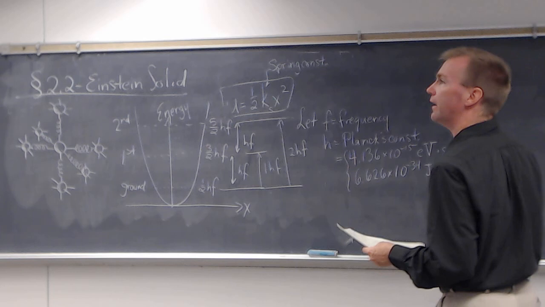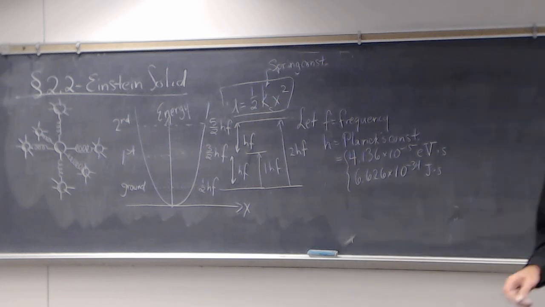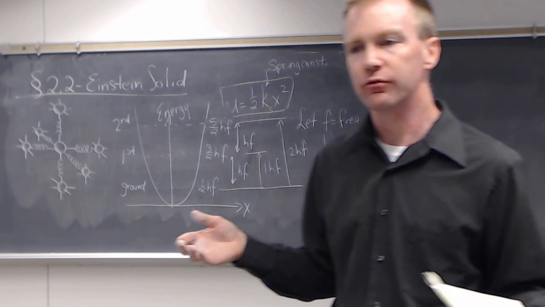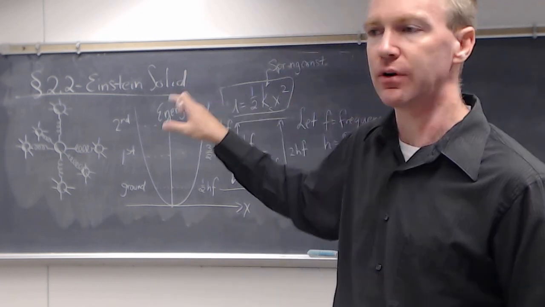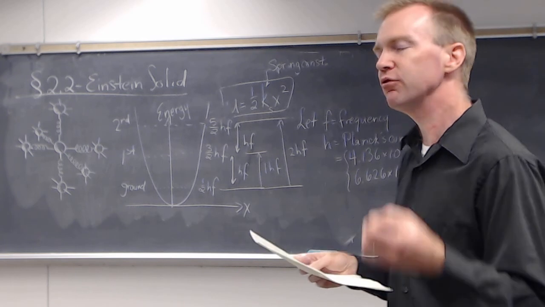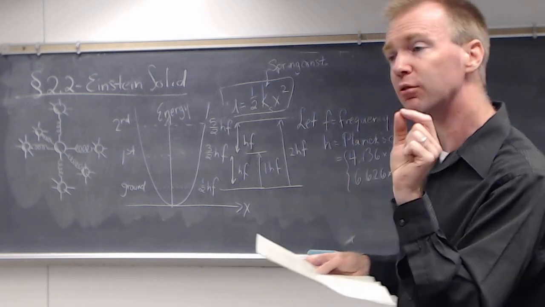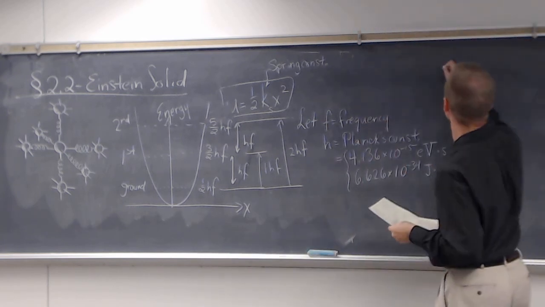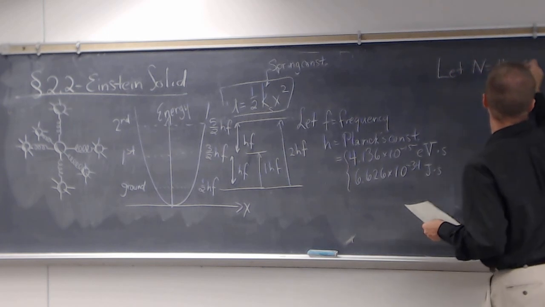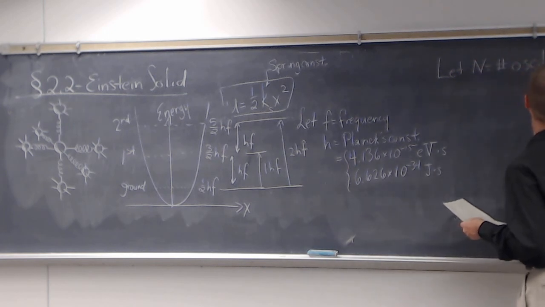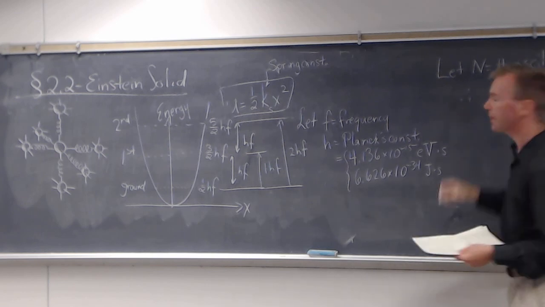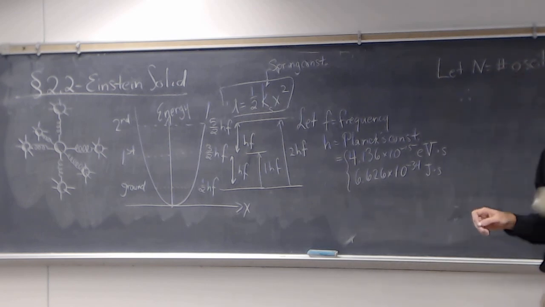Okay. Now, note that if we have 10 atoms, we have, well, 3 axes for each atom, so we have 30 oscillators. So if we're counting the number of oscillators, let's make the number of oscillators be n. Therefore, the number of atoms is n over 3.